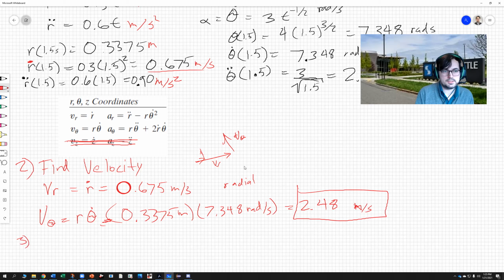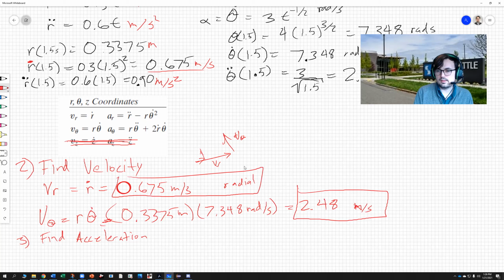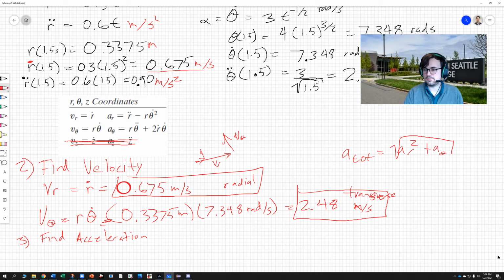Acceleration can be found much in the same way. We'll plug in our values. So to find our accelerations, right? And these are our two components. This is our radial component. This is our transverse component. If we want to find our total, we just combine those. Our total is the sum of squares. I'm not going to bother with that math. I'll let you do that for yourself.